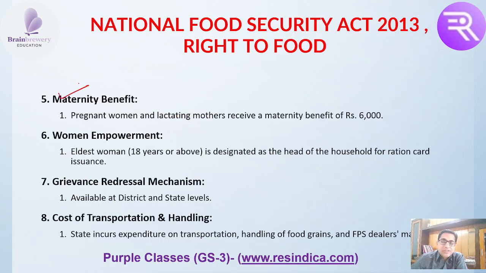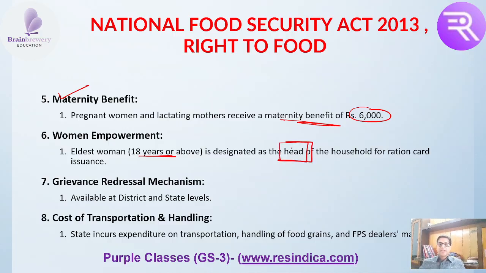Maternity benefit: under this National Food Security Act, there is a maternity benefit. So pregnant women and lactating mothers will get a maternity benefit of rupees 6,000. Okay, any woman who is above 18 years is designated as the head of the household. So under the National Food Security Act, the eldest woman in the home, who has to be above 18 years, has been made the head of the ration card.